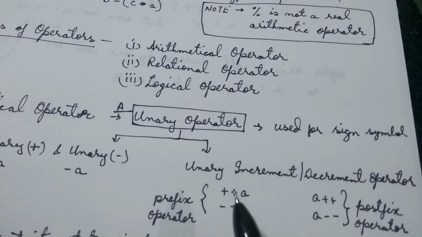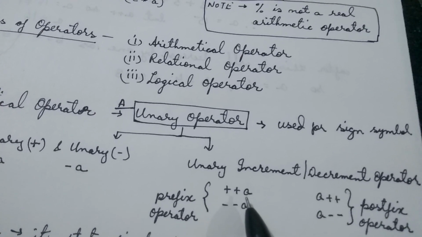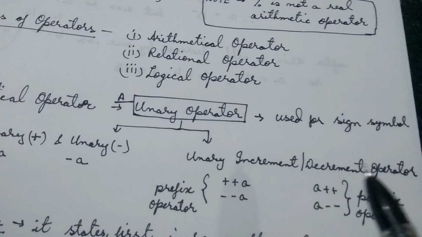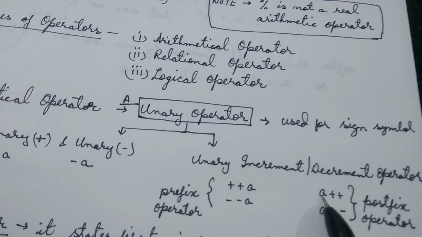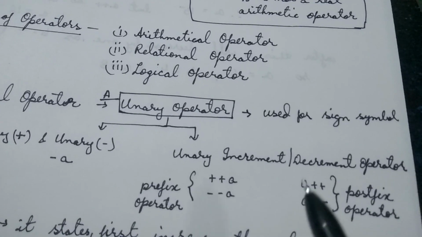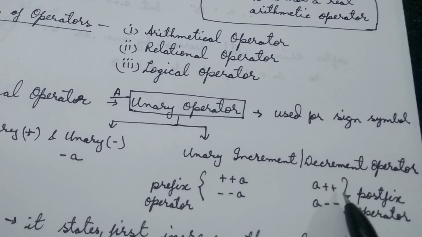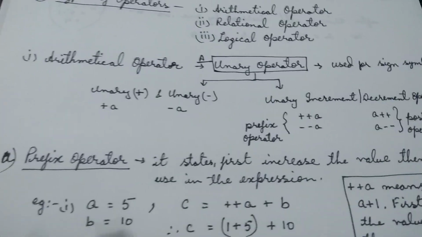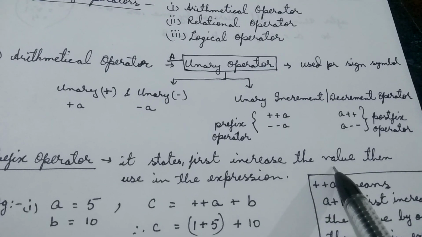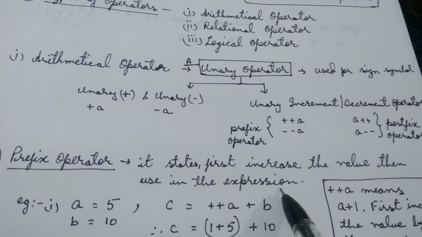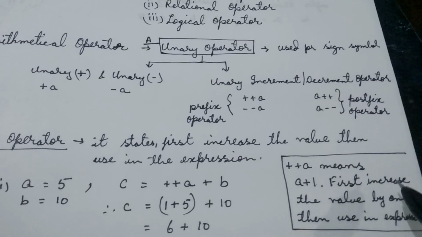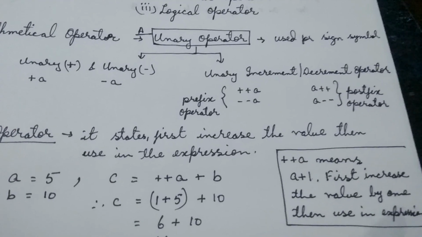Prefix says you first increase the value of the operand and then use it in the expression. Postfix says whatever value the operand has, you use that value in the expression and then increase the operand value by 1. So we can see over here the prefix operator. It states first increase the value, then use it in the expression. Now plus plus a means a plus 1. So first increase the value by 1 and then use it in the expression.